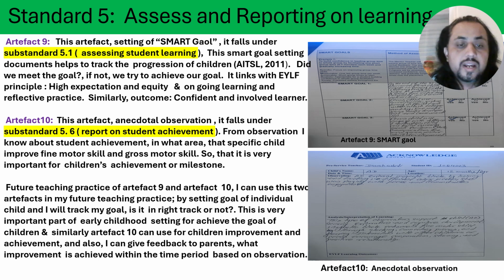improvements and achievements, and I can also give feedback to the parents about what improvement is achieved over time periods, based on the observations.